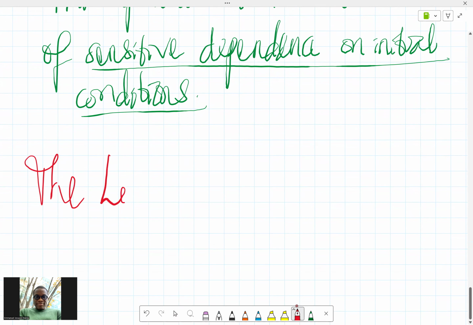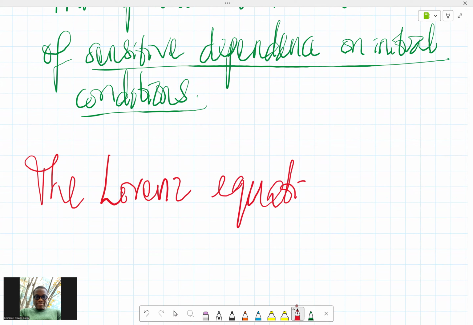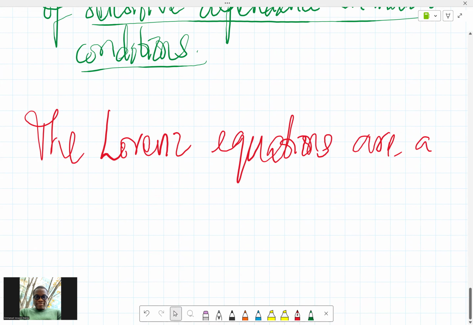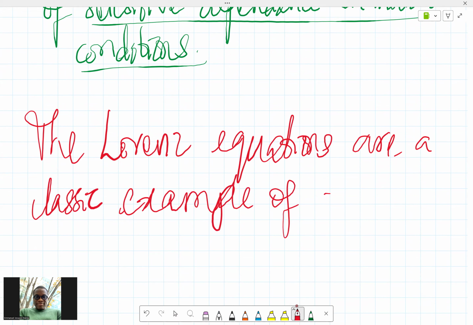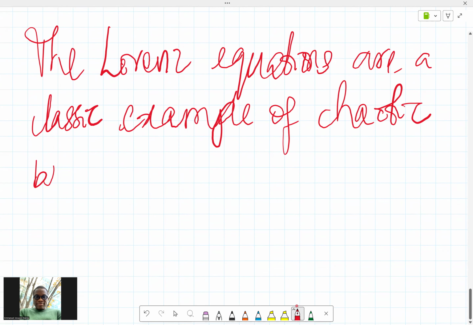The Lorenz equations are a classic example of chaotic behavior.